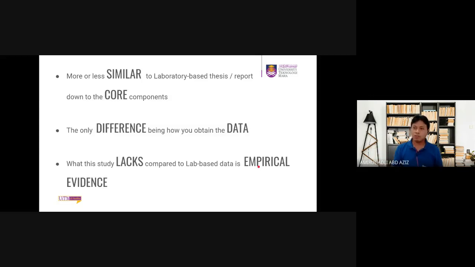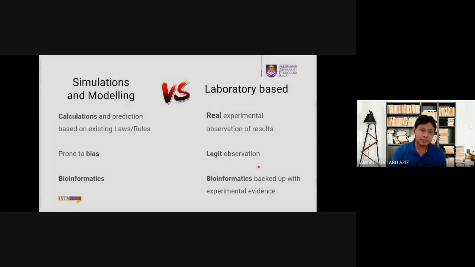Contoh macam ni nak buat rumah, okay, kami ada model rumah yang kami nak buat, and then of course this model is not the final version. Okay, yang rumah sebenar nanti kita tengok. So the rumah, the real house, is the empirical evidence, the model is the simulation or modeling. Okay, itu je beza dia. Okay, so simulation and modeling versus lab-based thesis.